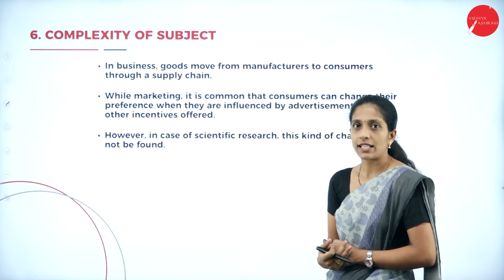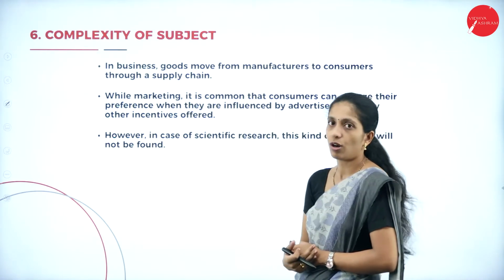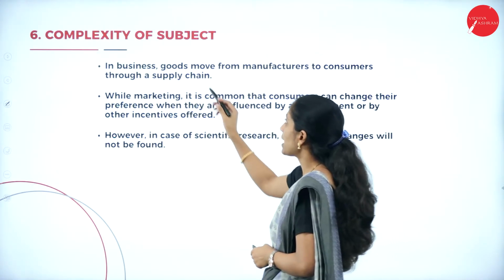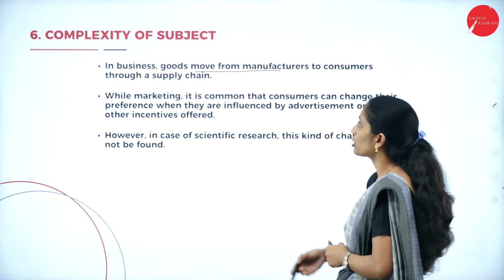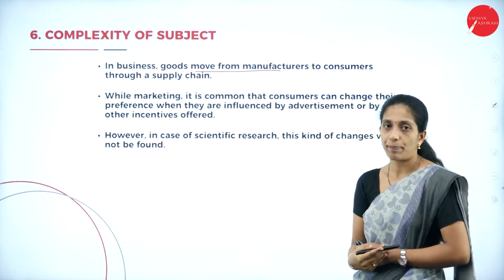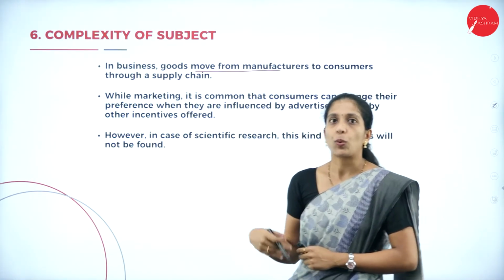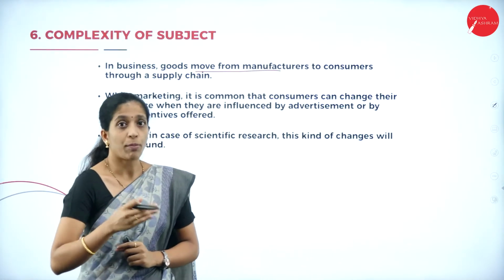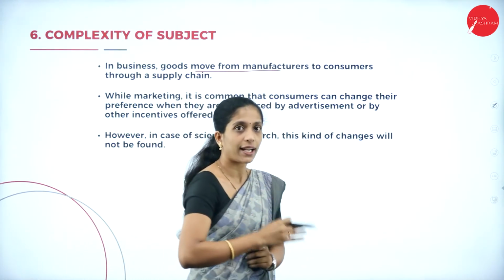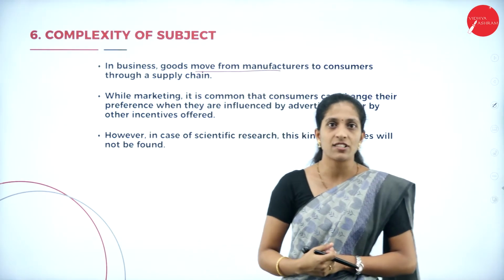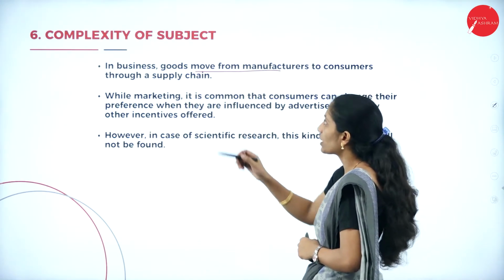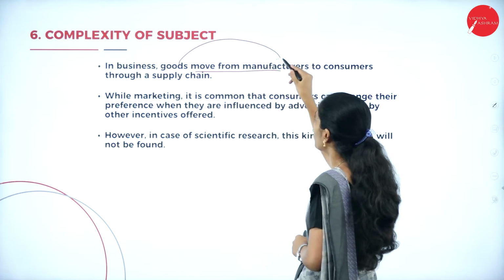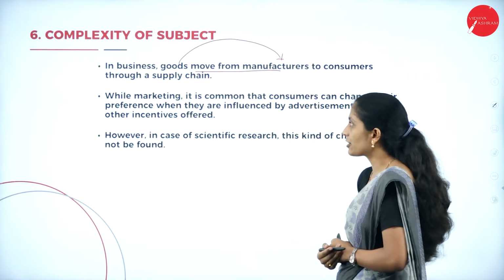Next, the sixth limitation is the complexity of the subject. In business, goods move from the manufacturer to the consumer through a supply chain. Whatever production has been done in the production department or in the manufacturing organization has to be moved to the ultimate consumers for consumption. So the goods will move from the manufacturer to the consumers.